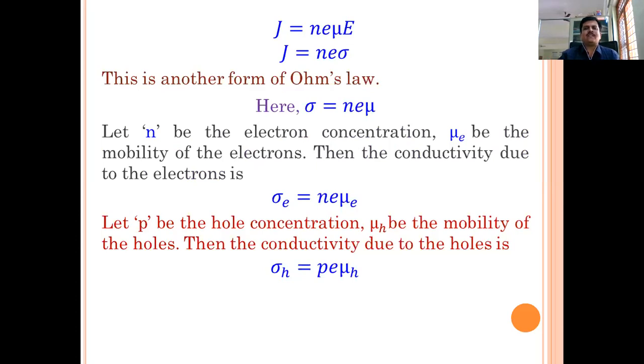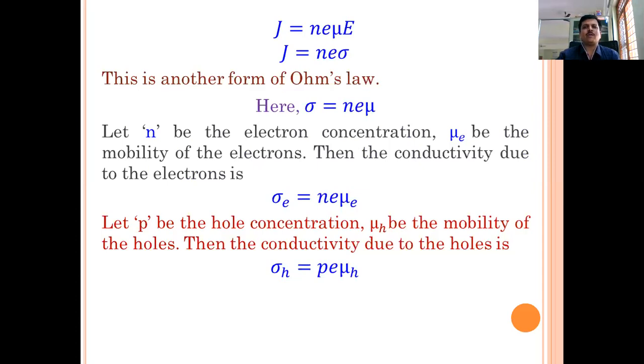If electrons are contributing to the conductivity of a semiconductor, then what would be the conductivity due to the electrons? Let n be the electron concentration, mu e be the mobility of electrons, then the conductivity due to the electrons will be sigma e equals n e mu e.